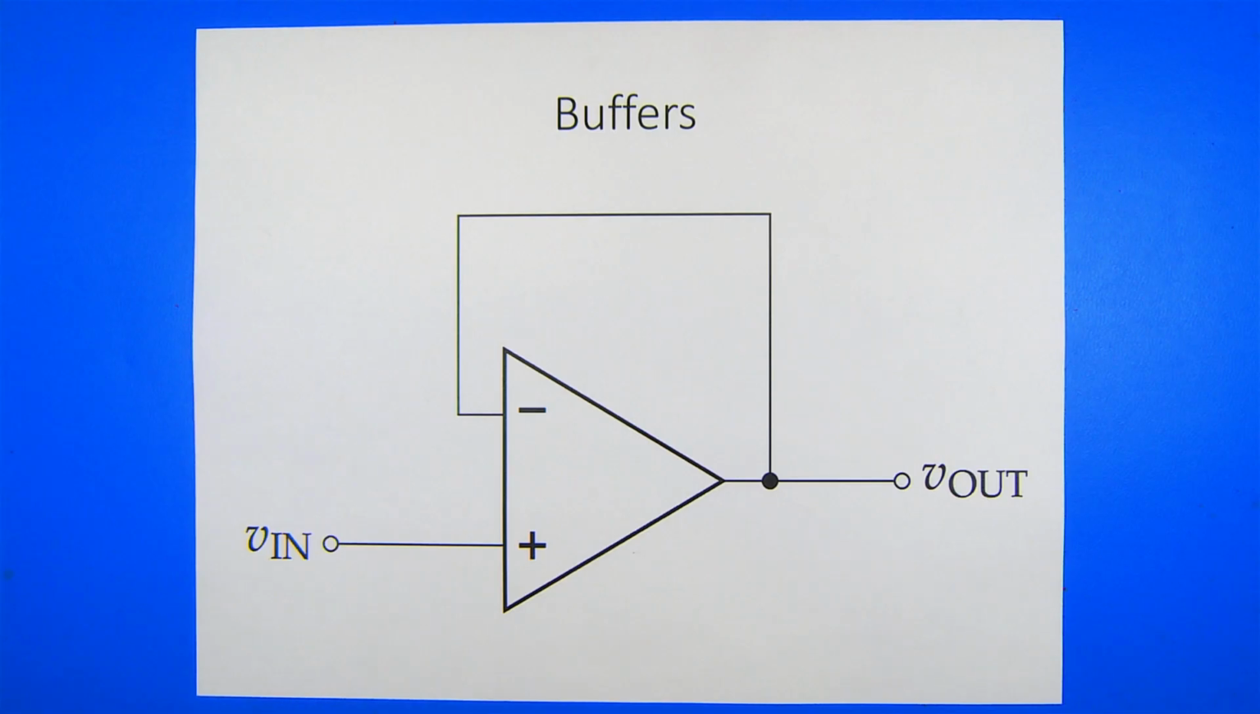Another useful reminder is that buffers can be used to isolate different sections of a circuit from one another. If a subsystem is being loaded by the next subsystem, adding a buffer is a good strategy to isolate them from each other and minimize the loading effects. Op-amp buffers with high input impedance and low output impedance are generally a good choice.